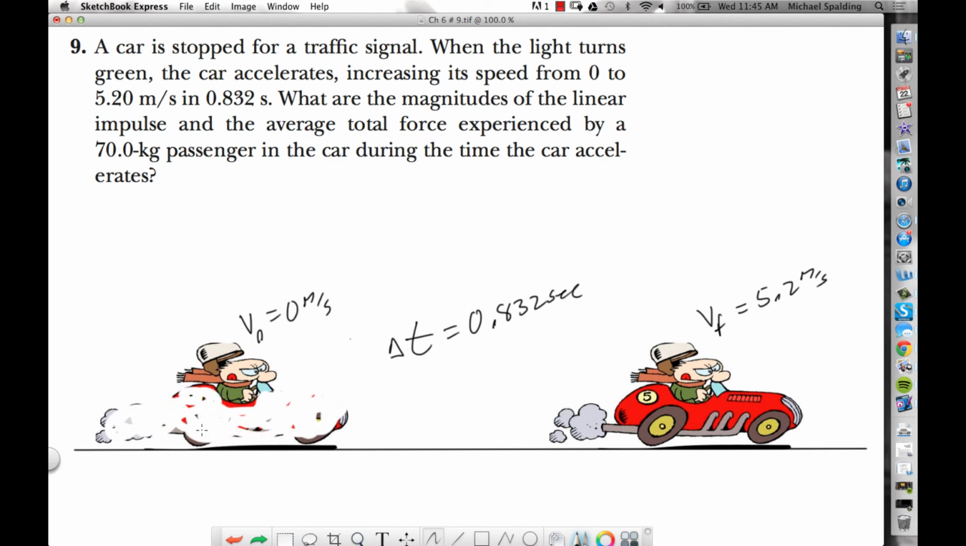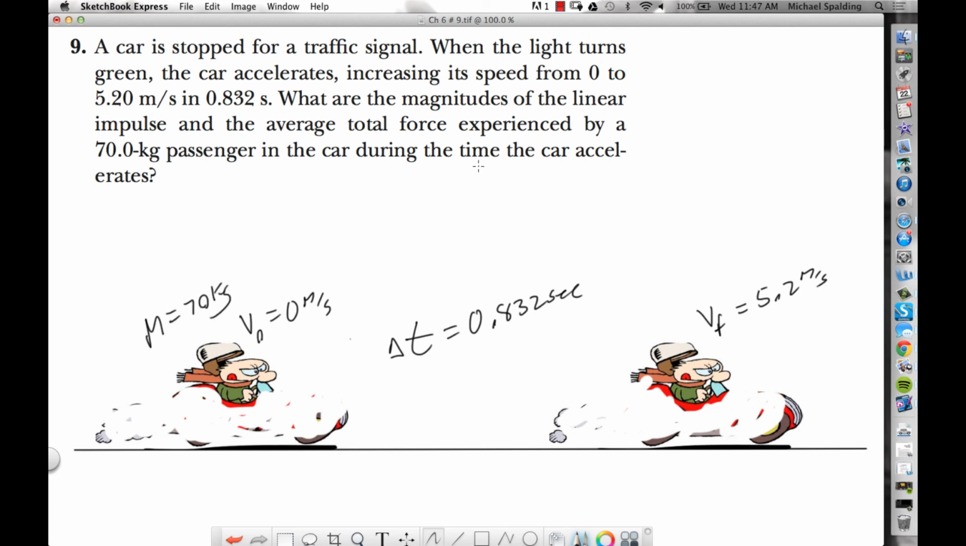So the initial velocity of the guy is 0. Erase the car. It's probably more effort than it's worth here. We're focusing just on the dude inside the car. Does that make sense? The initial velocity of the guy is 0. The final velocity of the guy is 5.2. And then they give us the mass of the guy. The mass of the guy is 70 kilograms.